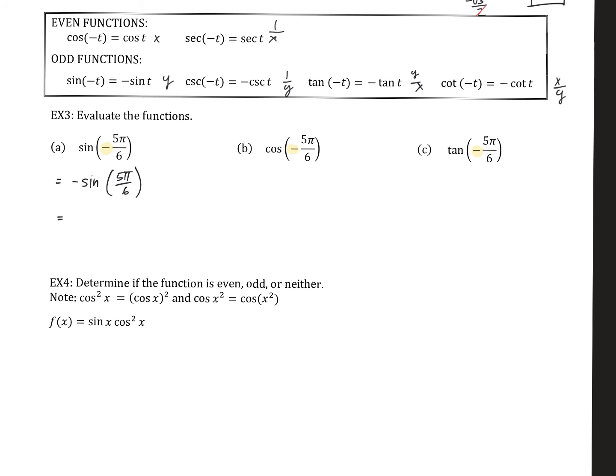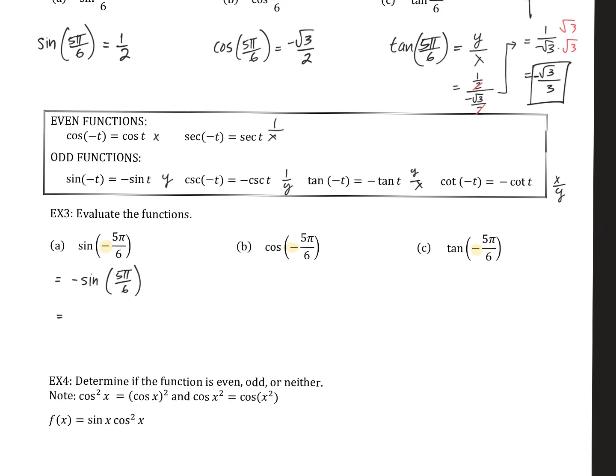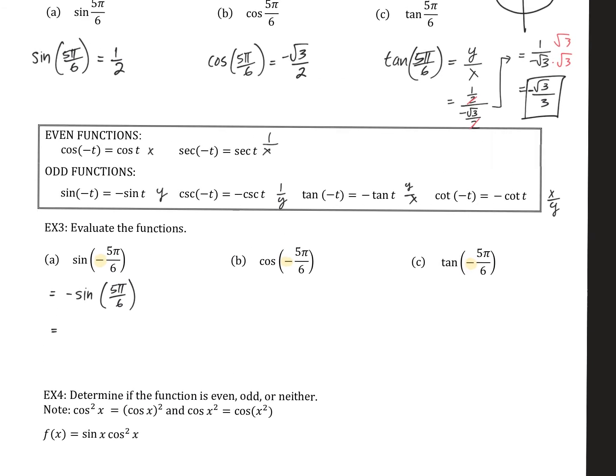Well, we already found out what sine of 5 pi over 6 was, didn't we? It was a half. So right up there. So that's going to be negative half. Now, for cosine. Well, we know cosine's even, which means this simplified is just going to be the positive cosine of 5 pi over 6. So we already found cosine of 5 pi over 6 right up there. We're not going to do anything to change it. It's just going to be negative root 3 over 2.